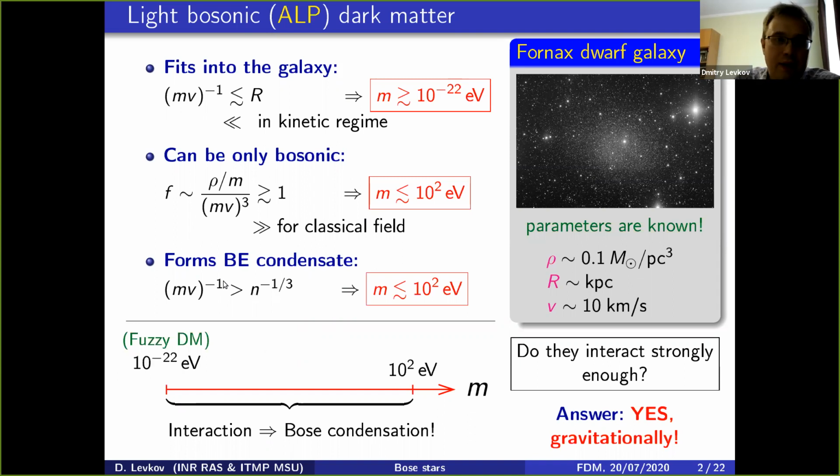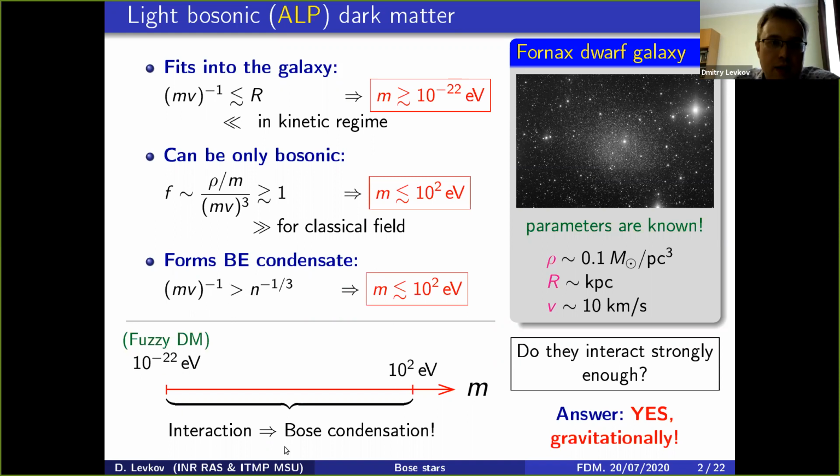The last fact about this region is that the de Broglie wavelength of these dark matter particles, m v to the minus 1, is larger than the average distance between the particles. This means that the wave functions of these particles overlap, and if we let them interact, they will try to thermalize and form a Bose-Einstein condensate. So if they were interacting, they would form a Bose-Einstein condensate.